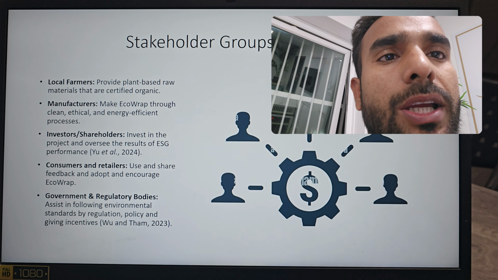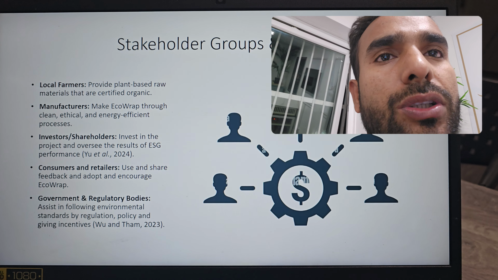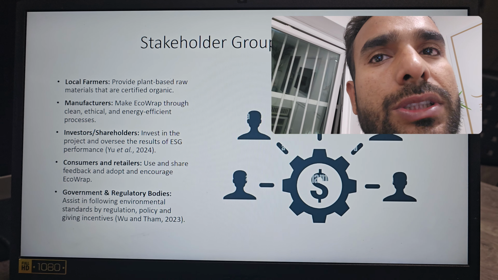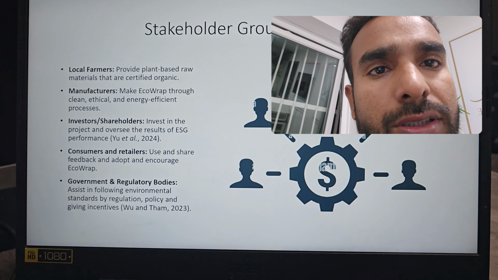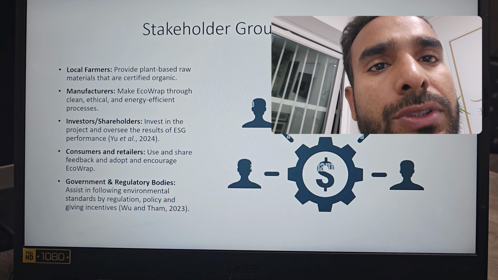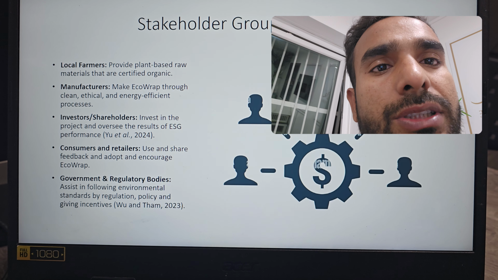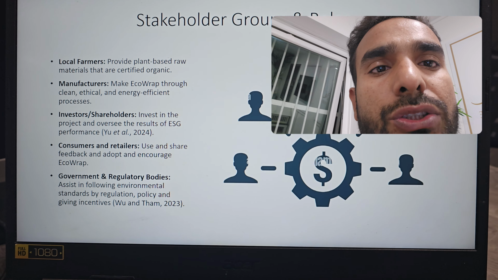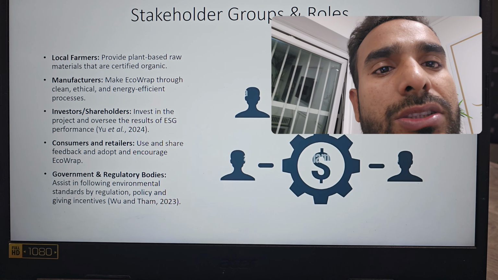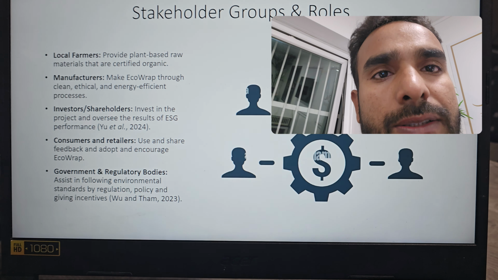After that, we look at the stakeholder groups and their roles. There are many parts: first the local farmers, manufacturers, investors and shareholders, consumers and retailers, and last the government and regulation bodies.